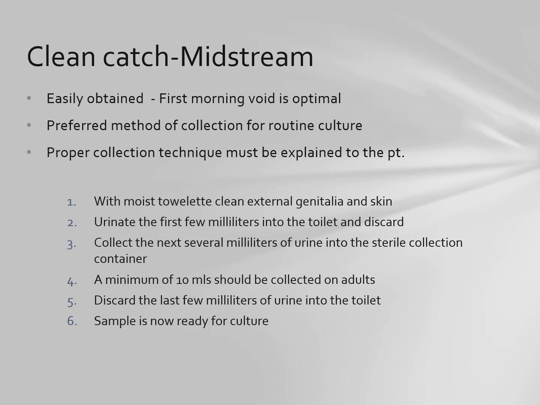Okay, this is the preferred method of collection for routine cultures, and we have to inform our patient of the proper collection technique. So with a moist towelette, you can clean the external genitalia and the skin around the urethra. The first few milliliters of urine are voided into the toilet and discarded, and then we collect the next several milliliters of urine into a sterile collection container. A minimum of 10 ml should be collected on adults. Then we discard the last few milliliters of urine into the toilet, and the sample is now ready for culture.